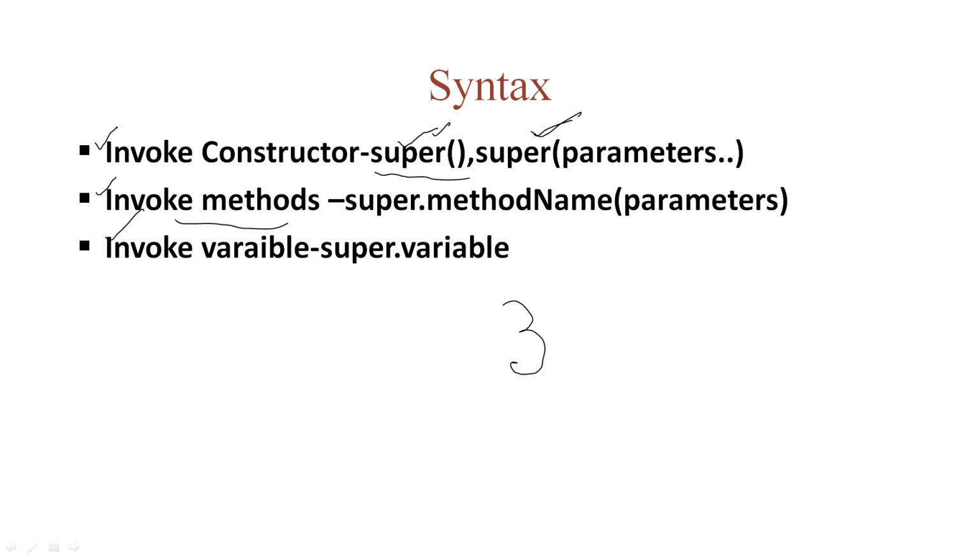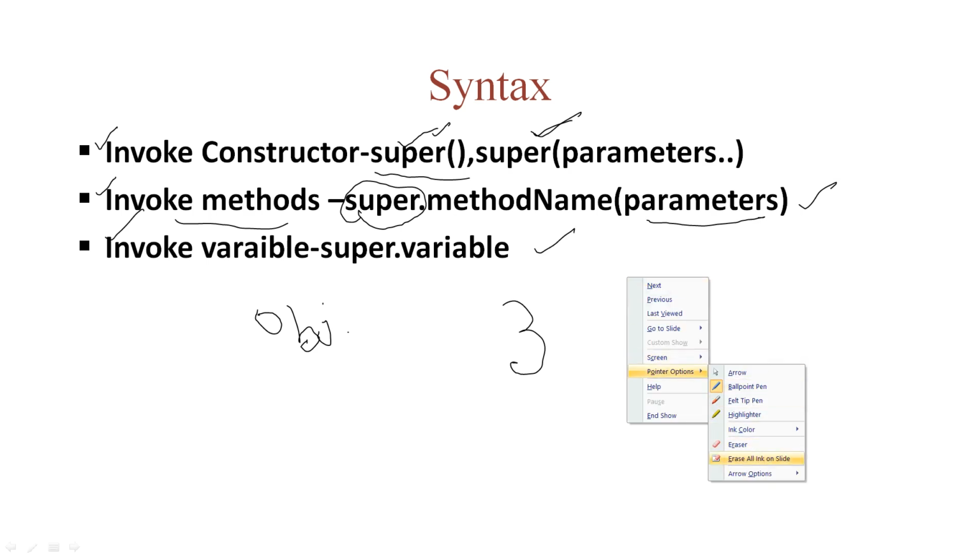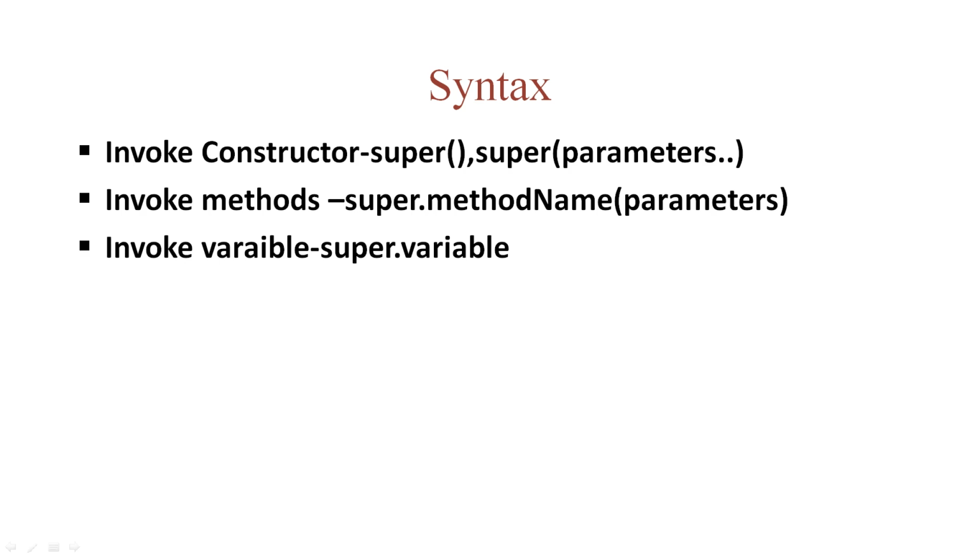How can we invoke a method? Generally, we use object dot method name, and here, instead of the object, we can use the super keyword: super dot method name. If there are any parameters in the superclass method, we can pass the parameters also. The next one is the variable: super dot variable. So, super with constructors, super dot method name, and super dot variable.